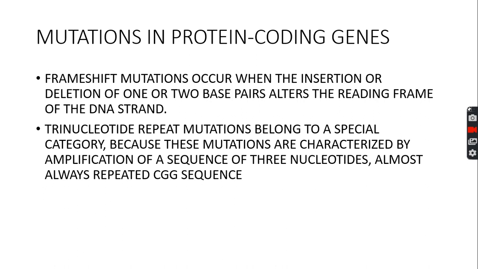Trinucleotide repeat mutations belong to a special category because these mutations are characterized by amplification of a sequence of three nucleotides, almost always repeated CGG sequences. So we know the CGG is the cytosine and the guanine bases, and these are the most common triplicates which we have in nature.